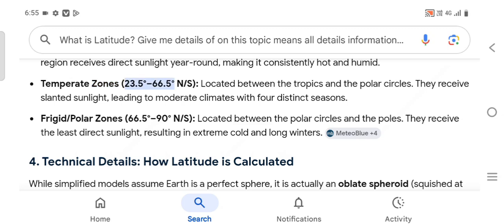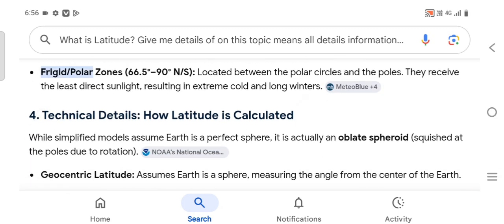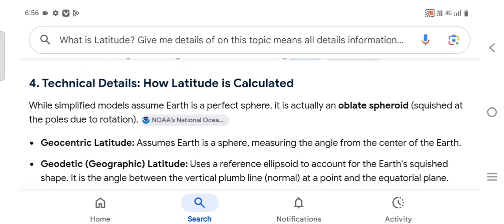2. Temperate zones, 23.5 degrees to 66.5 degrees north and south, located between the tropics and the polar circles. They receive slanted sunlight, leading to moderate climates with 4 distinct seasons. And 3. Frigid, polar zones, 66.5 degrees to 90 degrees north and south, located between the polar circles and the poles. They receive the least direct sunlight, resulting in extreme cold and long winters.